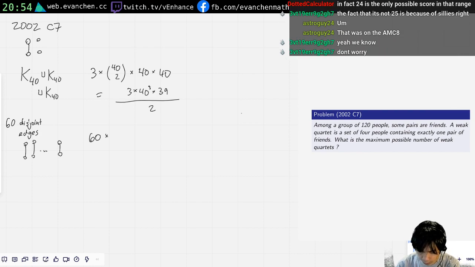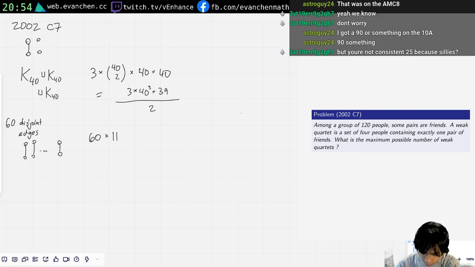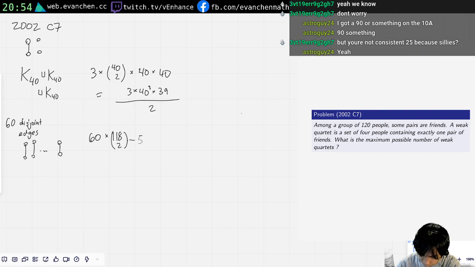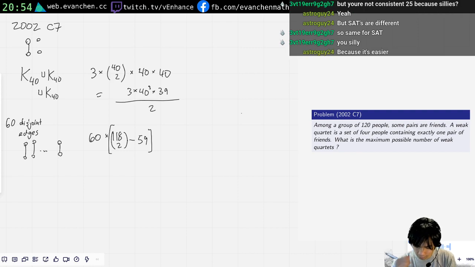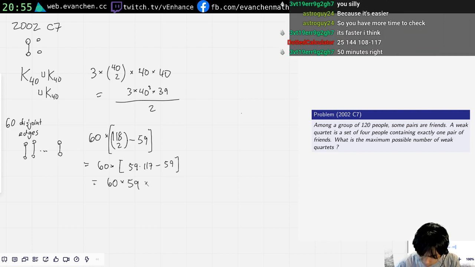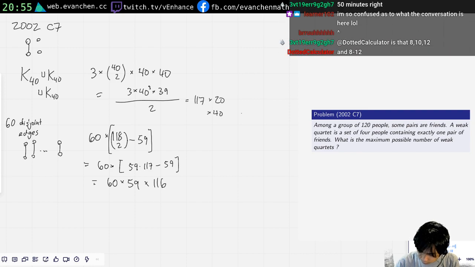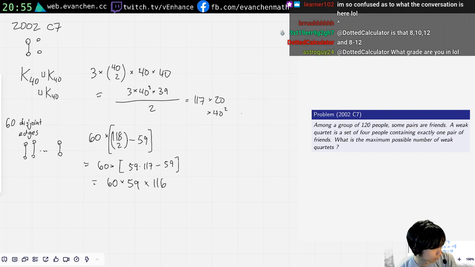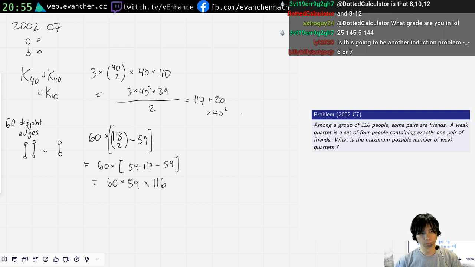So you pick an edge, and then you have... well, okay, it's like 118 choose 2, except you can't pick any of the remaining 59 edges. Is that larger? It looks like it might be close, actually. So this is equal to 60 times 118, 59 times 117 minus 59, so it's like 60 times 59 times 116. This is 117 times 20 times 40 squared, I guess is an easy way to think. Okay, so I think the K40, K40, K40 is better. Maximum.